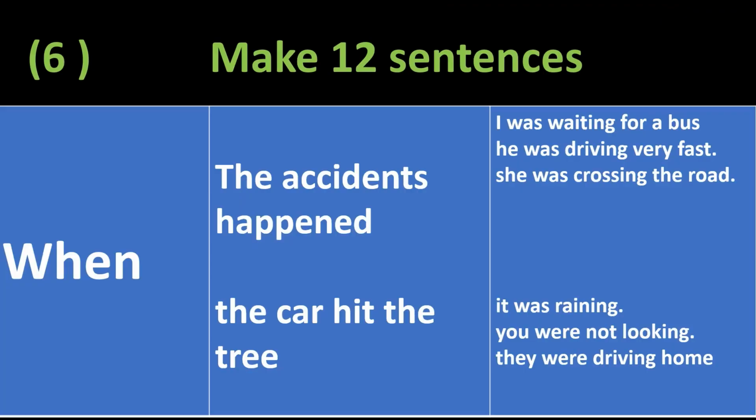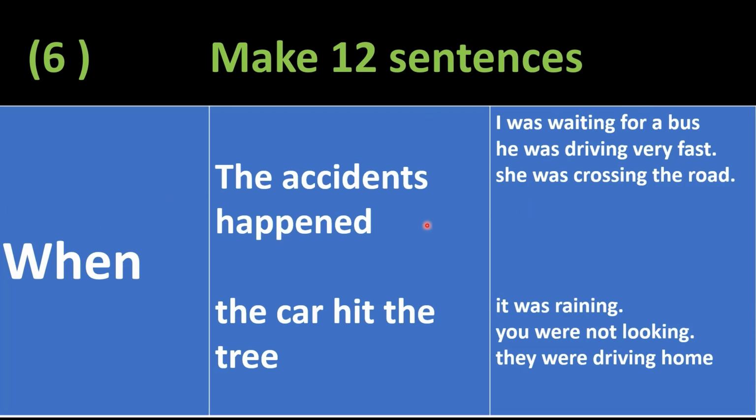Make 12 sentences. When the accident happened, the car hit the tree. I was waiting for a bus. He was driving very fast. She was crossing the road. It was raining. You were not looking, and they were driving home. So, the first one will be: when the accident happened, I was waiting for a bus.